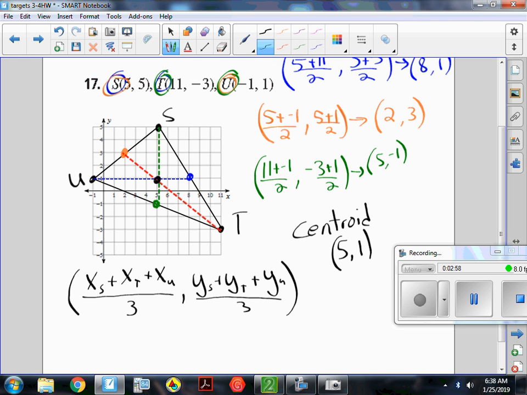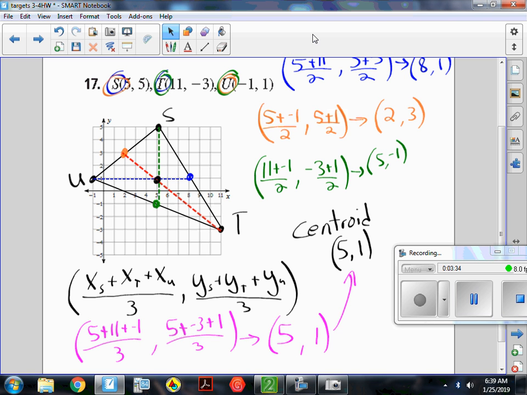So for this problem, that's going to look like 5 plus 11 plus negative 1 divided by 3, and 5 plus negative 3 plus 1 divided by 3. So for the x, I'll get 16 minus 1 is 15 divided by 3 is 5. And for the y values, I'll get 5 minus 3 is 2, plus 1 is 3, divided by 3 is 1. So I can check that it is at 5, 1.